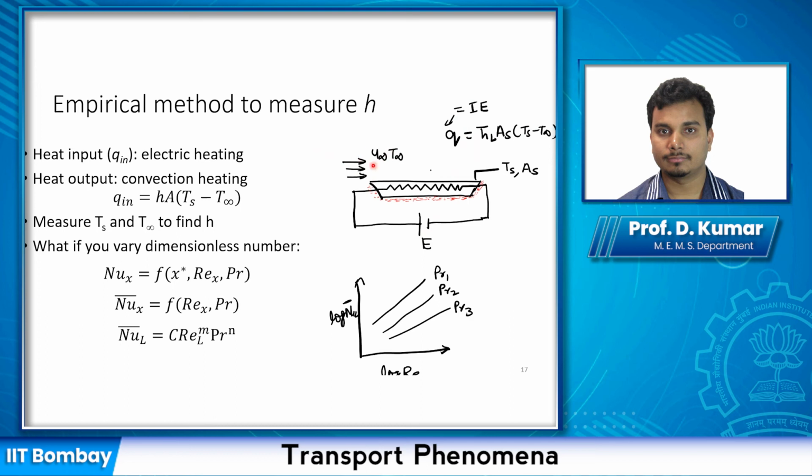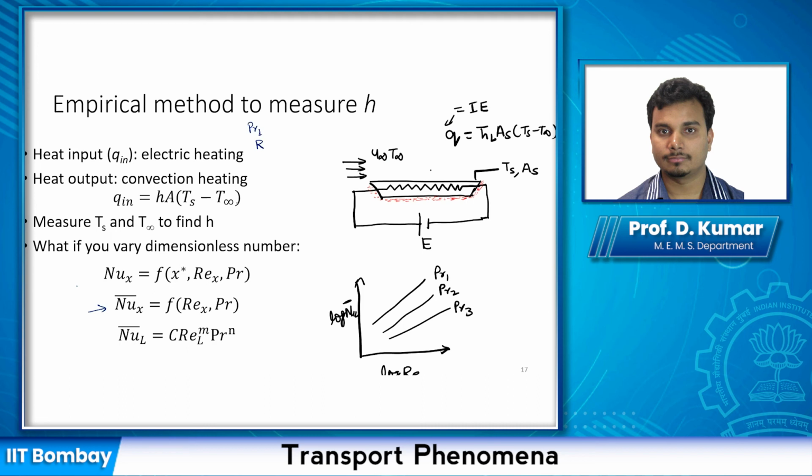So we know what the velocity is. Once you know that, we also want to optimize the experiment. So what we do is we do experiments in terms of dimensionless numbers. From our previous analysis, we know that the Nusselt number, actually the average Nusselt number, is a function of only the Reynolds and Prandtl number.